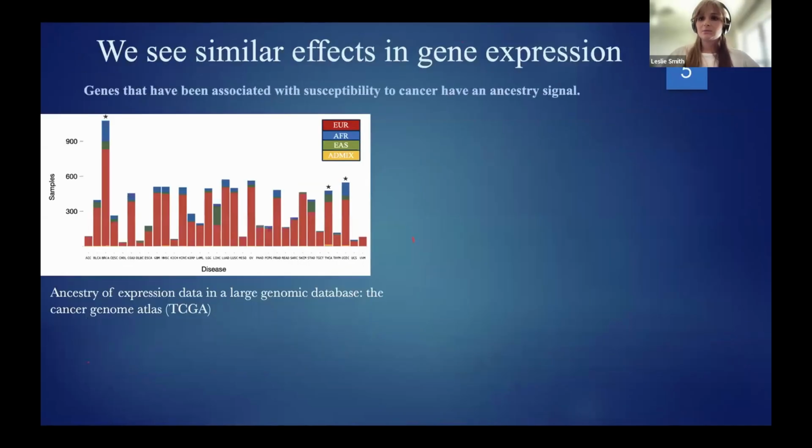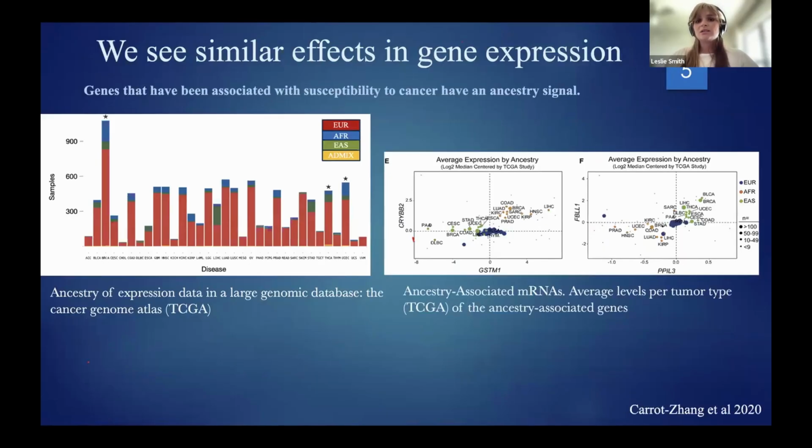And so we see a similar effect in gene expression. This is the ancestral makeup of the Cancer Genome Atlas data. And so again, we have an overrepresentation of European individuals. And we see similar ancestral effects in expression data. So this plot is showing the average expression of 4 genes across 3 ancestries. So we have green is East Asian, blue is European, and yellow is African.